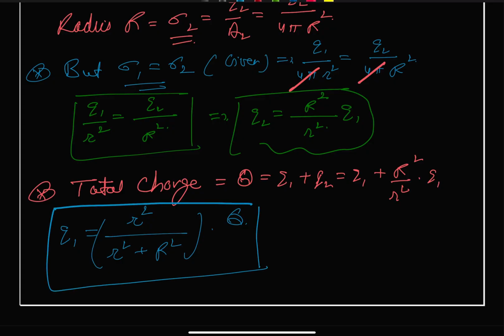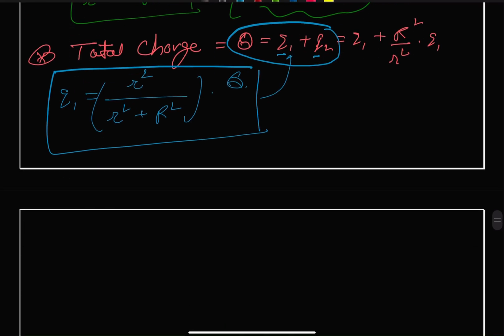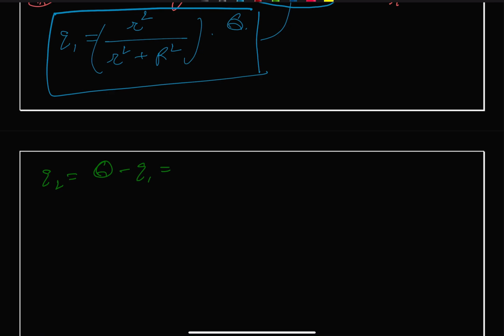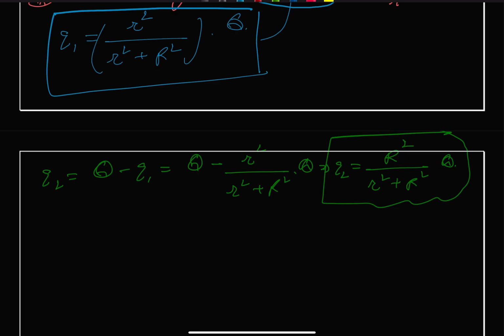And then we substitute this into the main equation, that is Q is equal to Q1 plus Q2. From here we get our Q2. So we can say our Q2 will be equal to capital Q minus our Q1, and we get this as capital Q minus small r square divided by small r square plus capital R square multiplied by Q. Taking LCM, the small r square is going to cancel out, so we get our Q2 will be equal to capital R square divided by small r square plus capital R square times capital Q. So we get our charge Q2, and we need to find out the potential at the center.